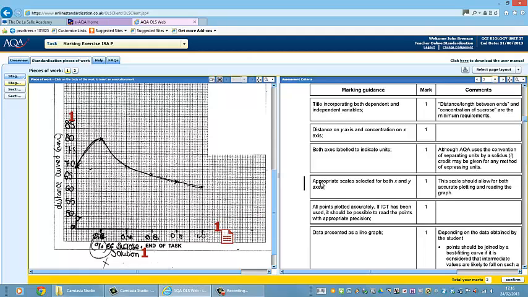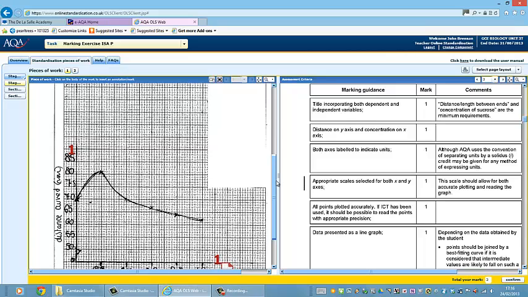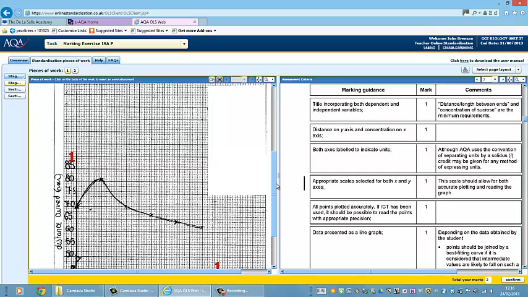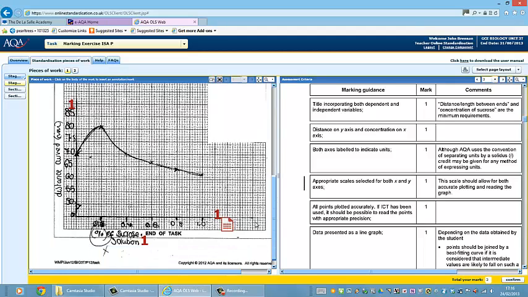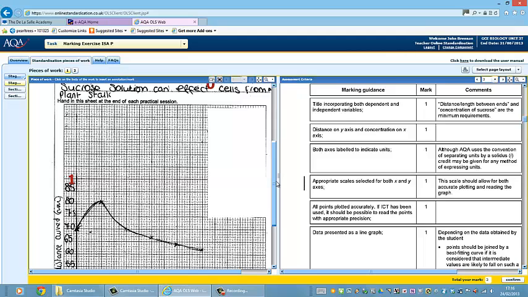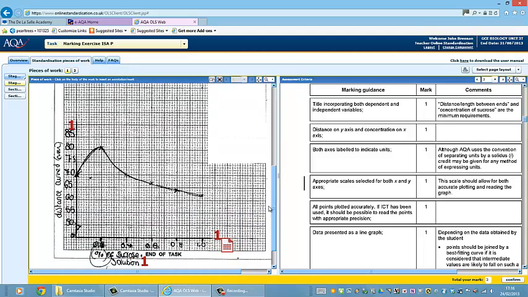The next one, appropriate scales selected for both x and y axes. Now, appropriate scales as a general rule means that you're using between 50 and 75% of the available space. You certainly shouldn't be using less than 50% in any of the axes lengths. So let's have a look. Well, this one is about 3/4 of the x-axis, and it's about 50% of the y-axis. So I'm going to award a mark for that and say that appropriate scales have been selected for both x and y axes.